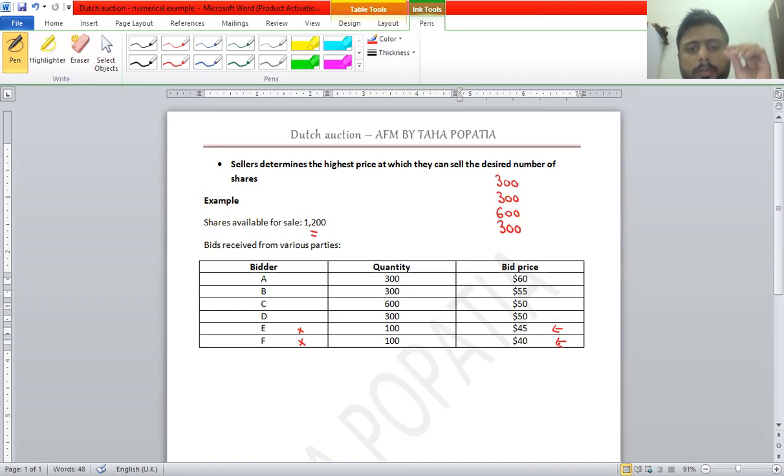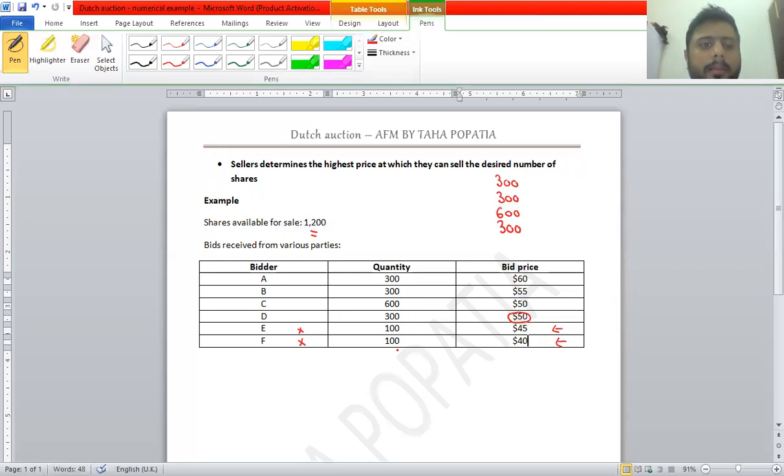So this Dutch auction process lets us know that we can sell our 1200 shares at a lowest price of 50. Because if we sell at 50, we know that 100% of the shares, meaning all the 1200 shares, will be subscribed, correct? So there is no need to go for E and F. Actually, for 1200 shares, you go with the highest bidder, then the second highest bidder, then the third highest, then the fourth highest, until all your 1200 shares are subscribed.